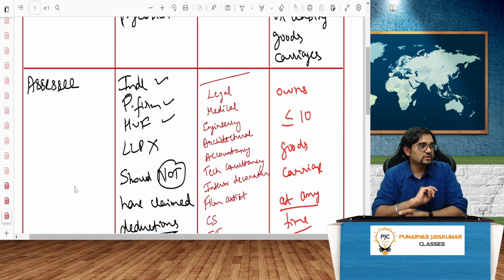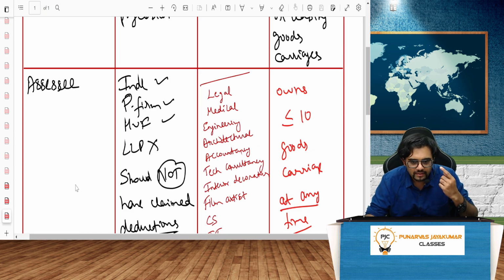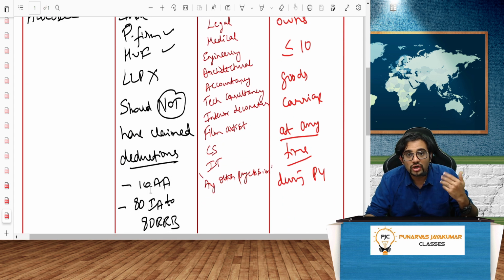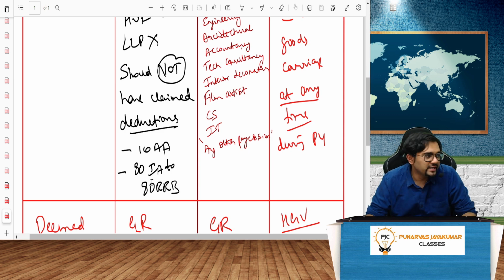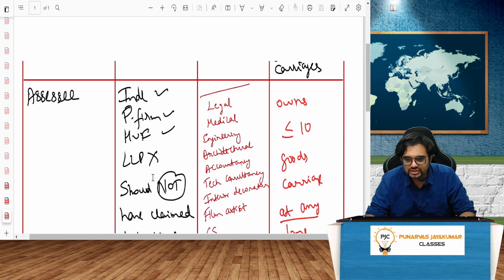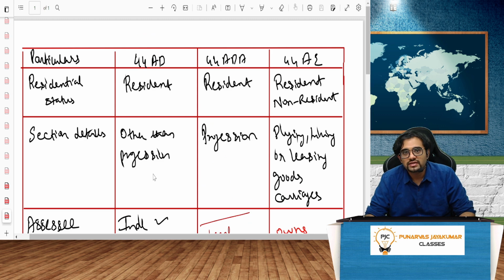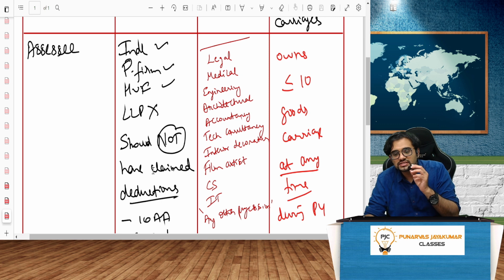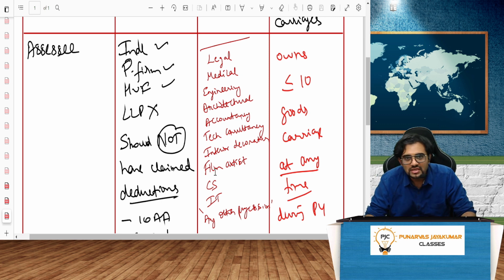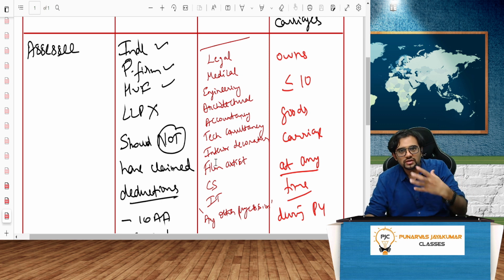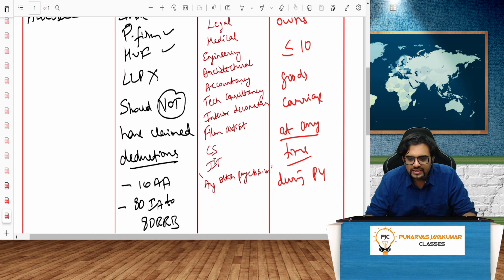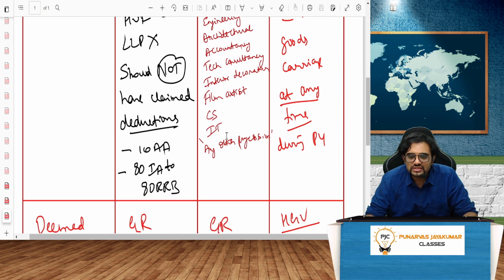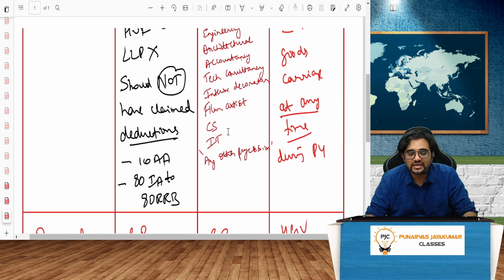So here, eligible assessee: individual, partnership firm, HUF; LLP is not covered. And you should not have claimed deductions under 10AA and 80IA to 80RRB. These are the simple conditions. Whereas for 44ADA, profession will be what? Legal, medical, engineering, architectural, accountancy, technical consultancy, interior decorator, film artist. Film artist will include everybody, not just the actor, even your technician, director, all these people. Then company secretary, then information technology, and any other profession as the CBDT may notify from time to time.